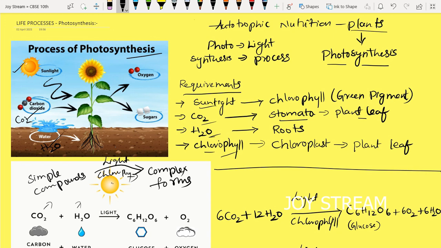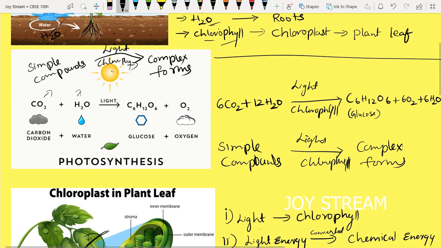Okay, what is the equation of photosynthesis? 6CO2 plus 12H2O gives rise to glucose in the presence of light and chlorophyll, and the byproducts are oxygen and H2O. Next, what does this photosynthesis do? The simple compounds called carbon dioxide, H2O, sunlight, in the presence of light and chlorophyll, are converted into complex forms.